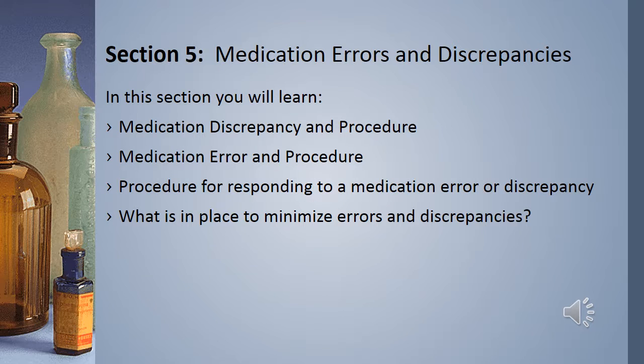Now we'll discuss Section 5. This is the last section of our course before our test and observed skill assessments. Section 5 is about medication errors and discrepancies. In this section, you will learn the medication discrepancy and procedure, the medication error and procedure, procedure for responding to medication error or discrepancy, and what is in place to minimize the errors and discrepancies.